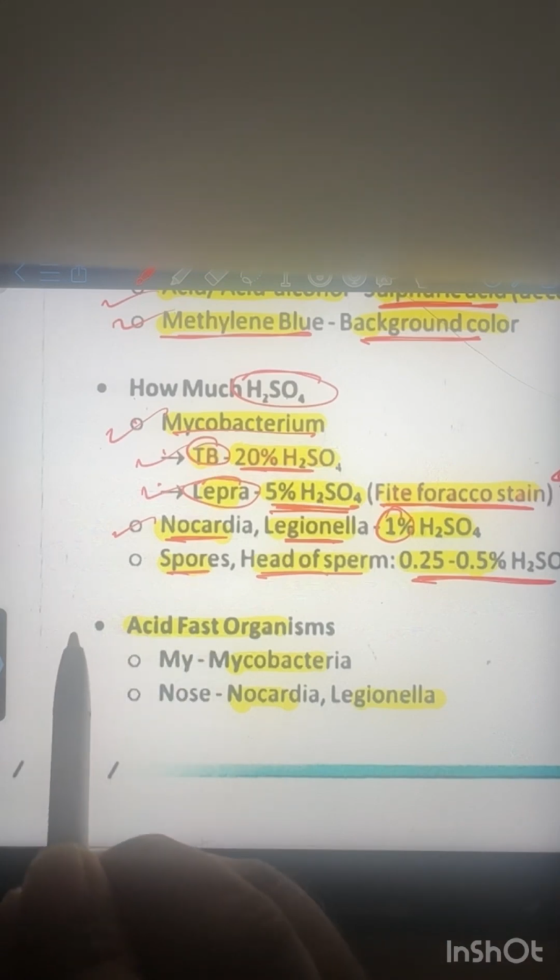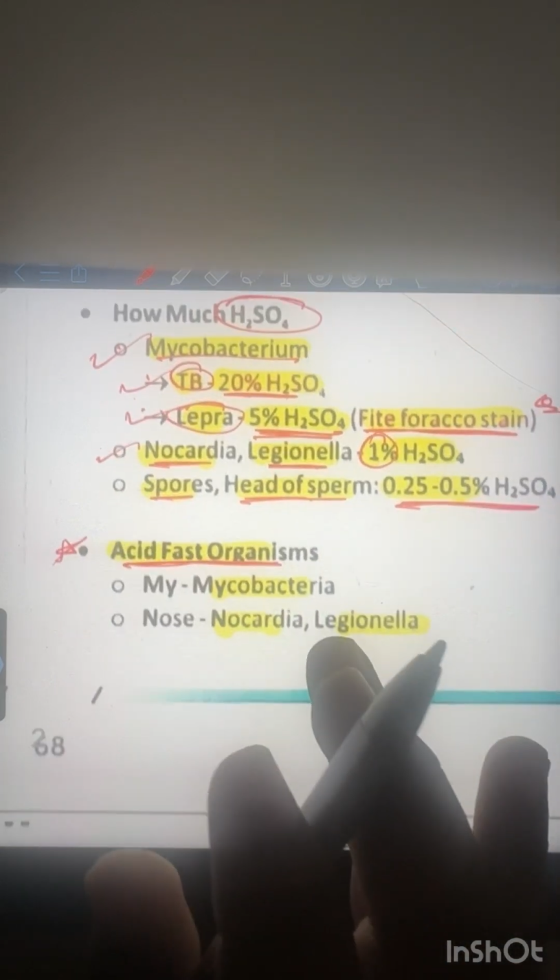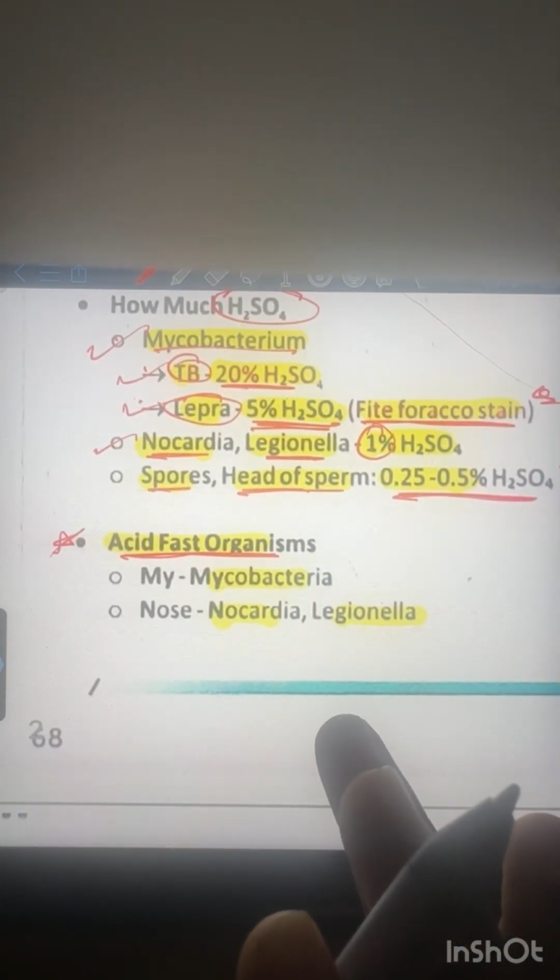T for T, 20. Actually, in many textbooks, rather than 20, they write 20 to 25%, and that is acceptable. Now, is TB the only thing which is acid fast? Of course not. There is a very, very long mnemonic: My nose is cold and hot. These are all the acid fast things.